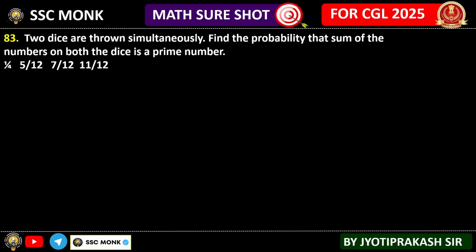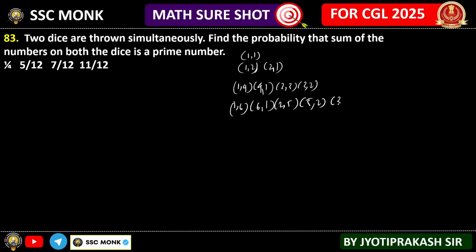Next, two dices are thrown simultaneously. Find the probability that the sum of both numbers of the dice is a prime number. Now we need to figure out how many prime sums are possible. One will be 1,1 for 2. Next prime number is 3. That can be 1,2, one pair, and 2,1, another pair. For 5, this can be 1,4, 4,1, 2,3, 3,2. For 7, this can be 1,6, 6,1, 2,5, 5,2, 3,4, 4,3. For 11, 5,6, 6,5. Nothing more than that. So how many pairs are there? 1, 3, 7, 3, 10, 3, 13, 2, 15.